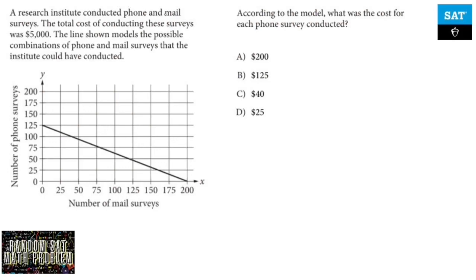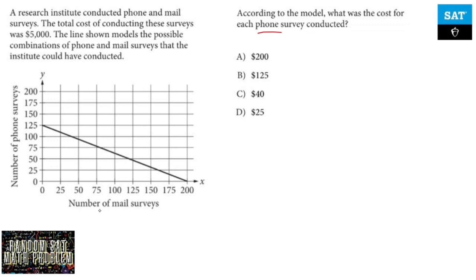A research institute conducted phone and mail surveys. The total cost of conducting these surveys was $5,000. The line shown models the possible combinations of phone and mail surveys that the institute could have conducted. According to the model, what is the total cost of each phone survey? I could look at a point here and say, if I spend $5,000, that would be 75 mail surveys and like 70 something phone surveys. What they care about is how much the phone survey was.